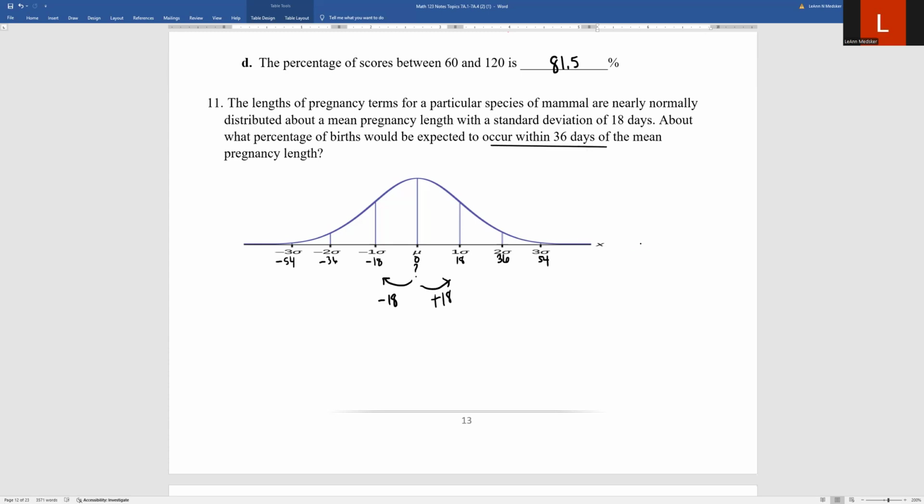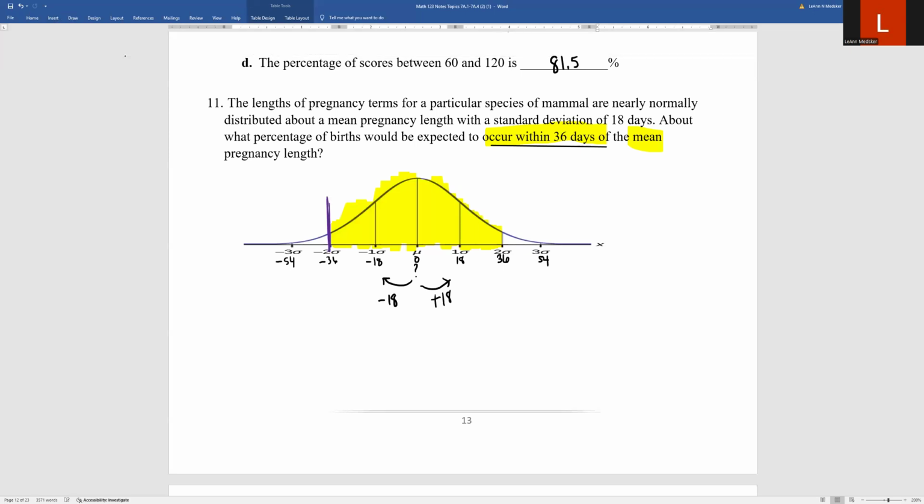Now, that doesn't mean only 36 days late. That horse could have had the babies up to 36 days late, which would go in this direction. Or they could have had the baby 36 days early or less, right? Anything that's between 36 days early to 36 days late of the actual average due date would be within 36 days of the mean. So the question is, do I even need to know the mean to know this?